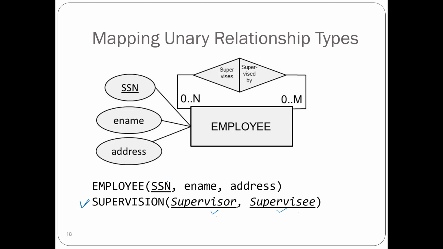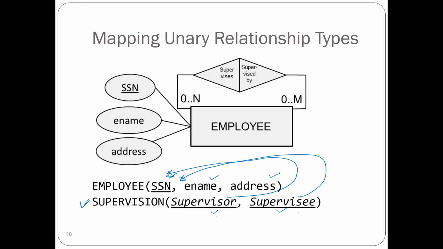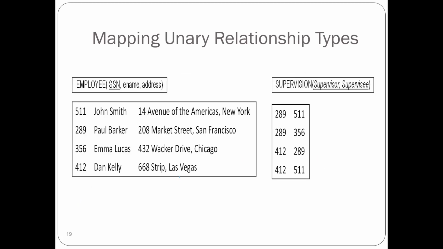Good. So for employee, simply social security number, employee name and address. For supervision, we will need two foreign keys. Supervisor is referring to SSN. Supervisee is also referring to SSN, right? So simple enough. Good. And here the cardinalities are 0 to n, 0 to m, or n to m. Fine. So we will look at some tuples just to make sure that we've understood this concept.